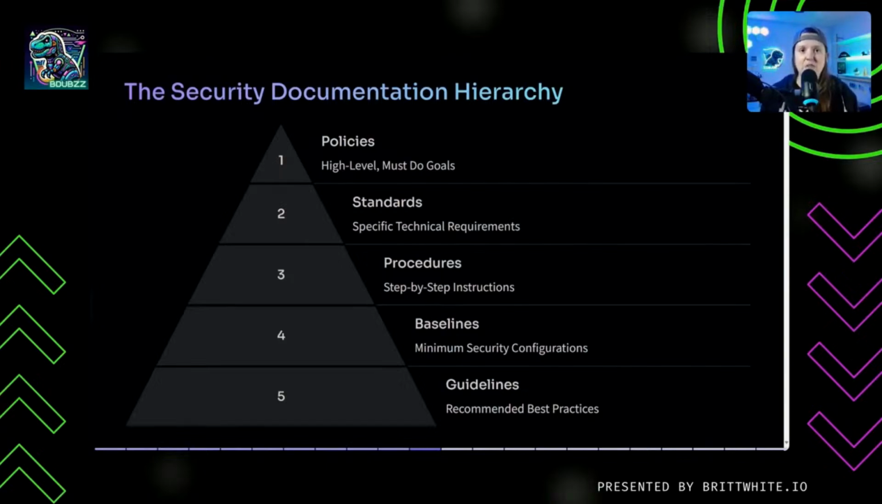And finally, at the base of the pyramid are the guidelines, the widest level, flexible, recommended best practices. These are the should-dos, but they're only suggestions and not the law, but more of a do this if you can. Think broad mandates, your policies, to action recipes, the procedures, to friendly advice, guidelines.